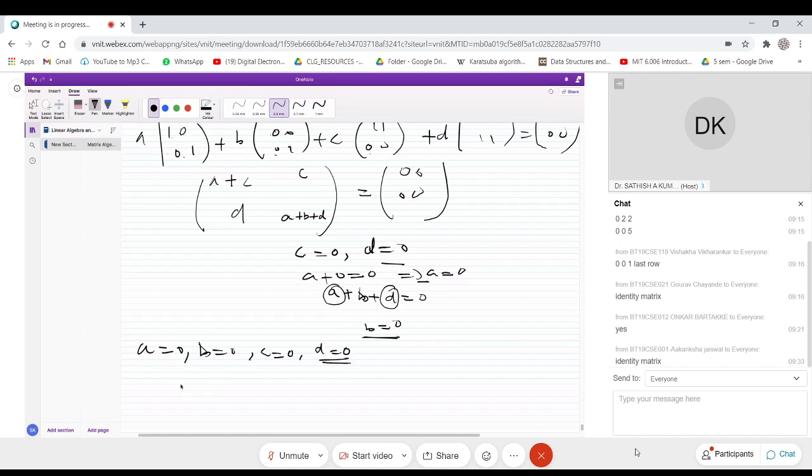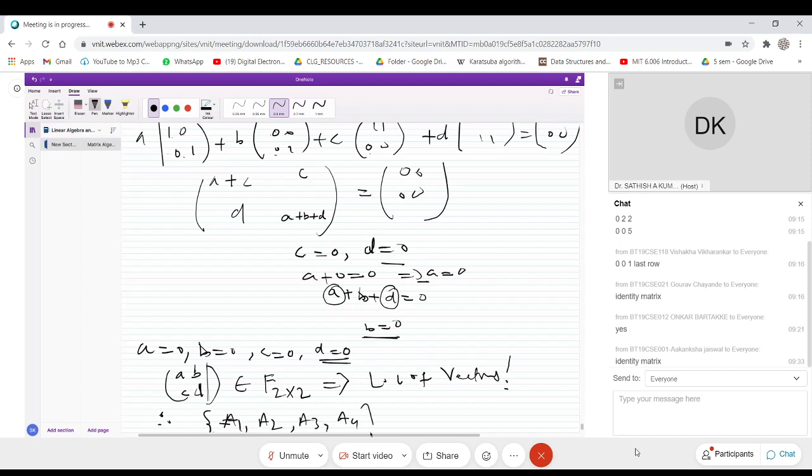And you can see this is also true: if you take any matrix with entries A, B, C, D, you have to choose like that only. This is the set of all 2 by 2 matrices, and it will be expressed as a linear combination of these vectors. You can just verify that. Therefore A1, A2, A3, A4 form a basis. Just verify that later. So this is how you have to construct an example, if something is asked like that.